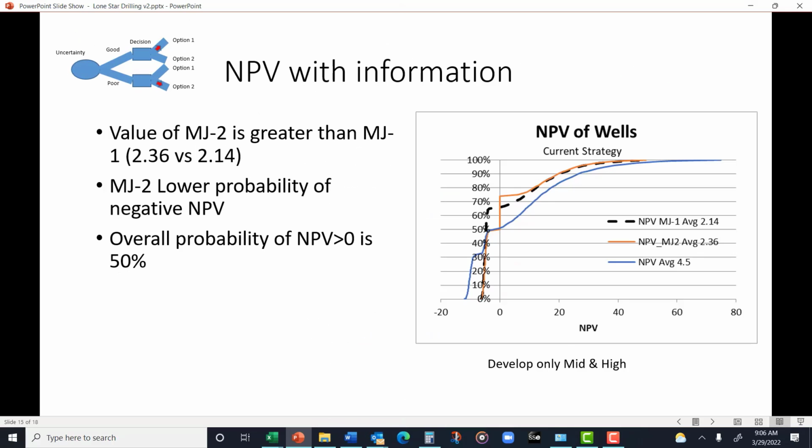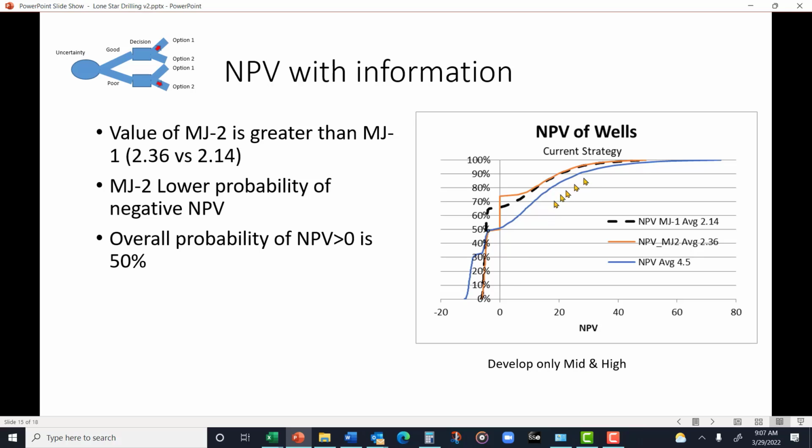So what is the NPV with information? Well, let's see. The NPV without information was 2.14, and that's the black line here. And with information, I get the orange line for MJ2. So now I'm going to add those two curves together to get this blue curve.